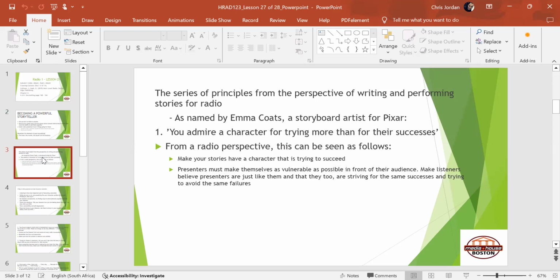So you admire a character for trying more than for their success. All right, so a real person with a real problem and a real life, approaching real things in a real way. From a radio perspective, this can be seen as follows: make sure that your stories have a character that is trying to succeed. Presenters must make themselves as vulnerable as possible in front of their audience, making sure that listeners believe presenters are just like them, and are striving for the same successes and trying to avoid the same failures.